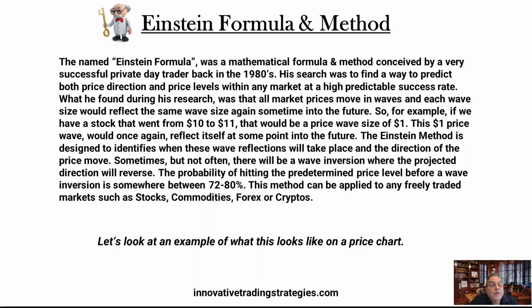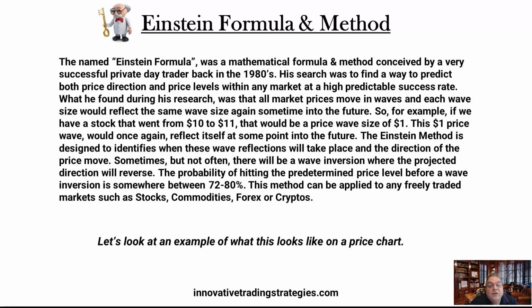So, for example, if we have a stock that went up from 10 to 11, that would be a price wave size of $1, right? This $1 price wave would once again reflect itself at some point into the future. The Einstein method is designed to identify when these wave reflections will take place and the direction of the price move. Sometimes, but not often, there will be a wave inversion where the projected direction will reverse.